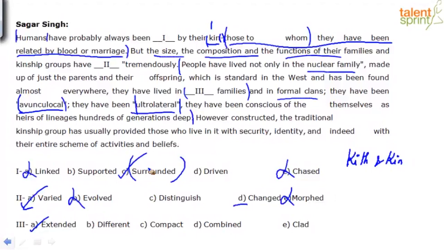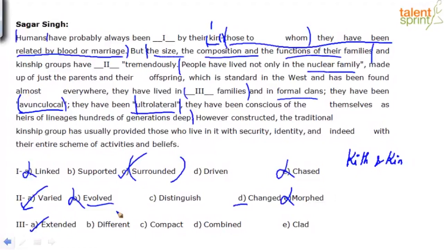So these are your clue phrases, right? The size, the composition and the functions of the families. So these will vary, not evolve. Are you following? That's why varied is a better option. What about ultrolateral then? Did you find out that one? Anyway, once you get the answer, let me know. We're moving on. So first 3 blanks we've covered.